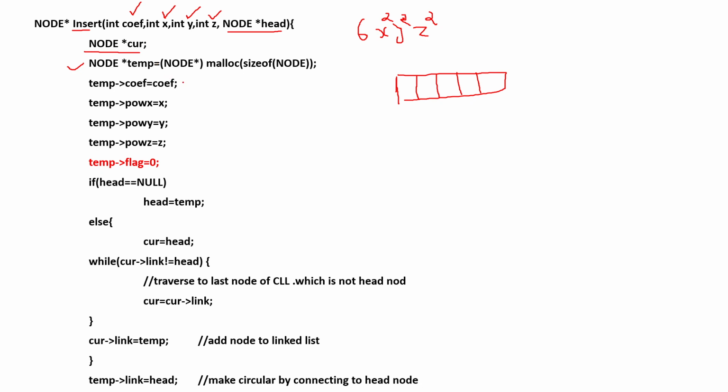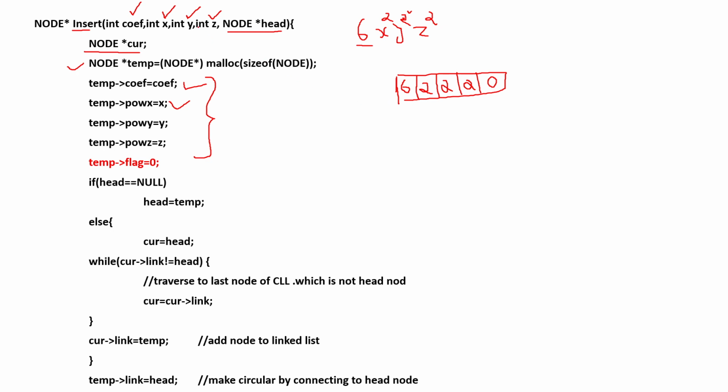I have to copy the data now. First data to be copied is the coefficient. In this case, 6 is the coefficient. It is copied. Then the next is the x field, the exponent of x, that is 2. I have to copy it to this member. 2 is copied. Next, the power of y is copied here. Similarly, z, that is also 2. The last field is set to 0 because not yet visited, that is a flag field. So these data have to be fed into this newly created term.